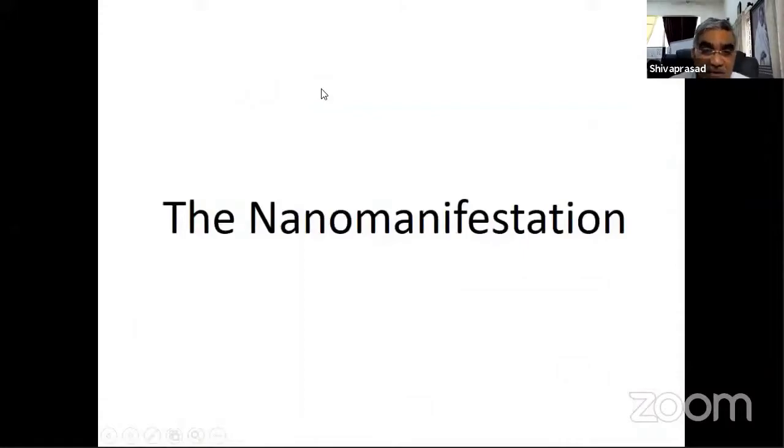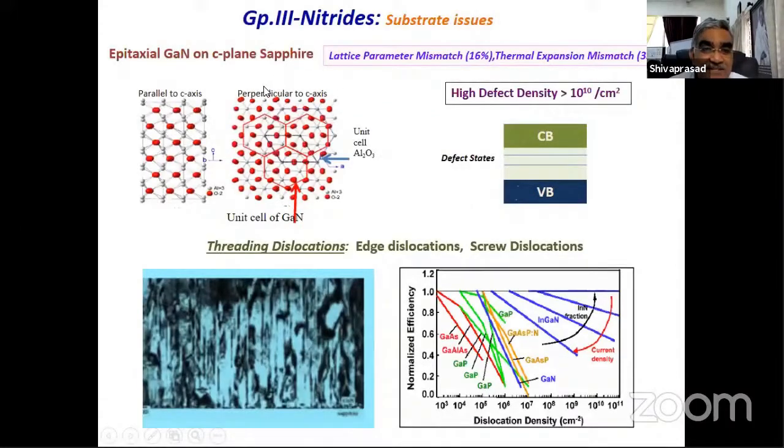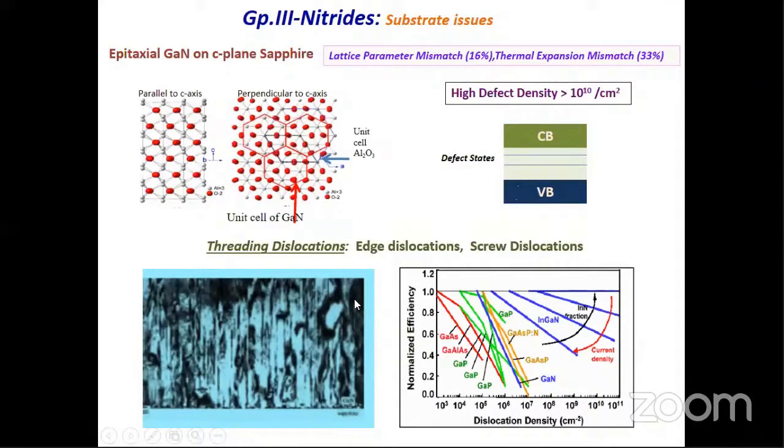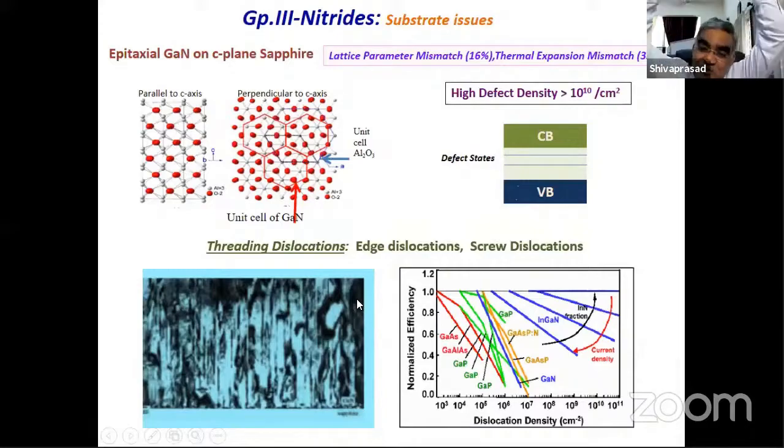Let me go here. Threading dislocations. See here. That means the dislocation forms here at the bottom, but it travels through the material. The defect doesn't remain only here. It travels through the material. Once it is dislocated, it continues to be dislocated from the bottom to the top. So this is called threading dislocations. So like that, we get threading dislocations such as edge and screw dislocations.